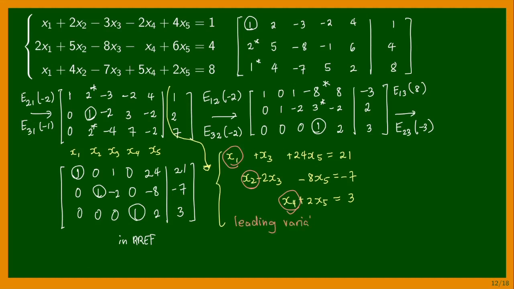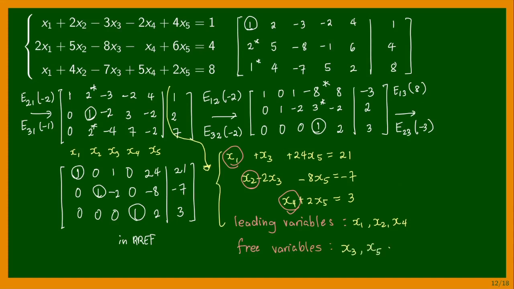Why? Because they lead the equation from the left. On the other hand, the variables, by the way, let's just write x1, x2, x4. The remaining variables, which are x sub 3 and x sub 5, are called free variables. So let me just write it here. X sub 3 and x sub 5.